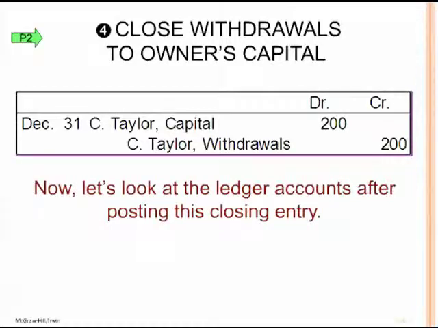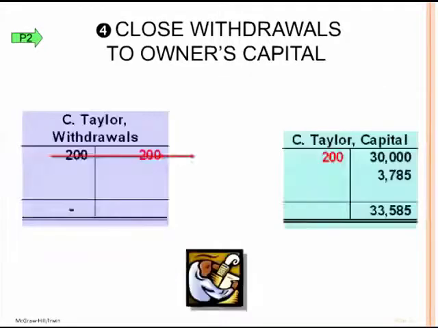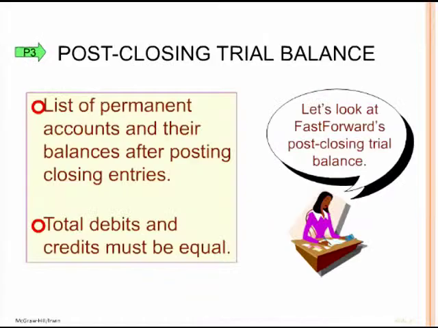We debit or reduce owner's capital by $200 and credit the withdrawal account for the same amount. The withdrawal account now has a zero balance, and once again the owner's capital has been updated to the balance of $33,585. This balance appears on the balance sheet of Fast Forward.